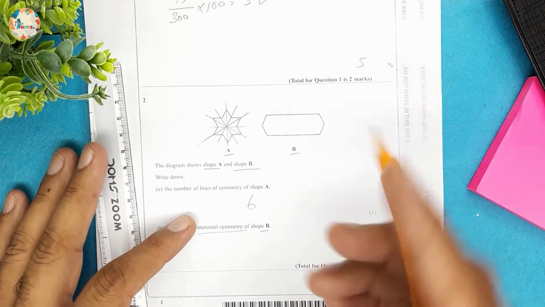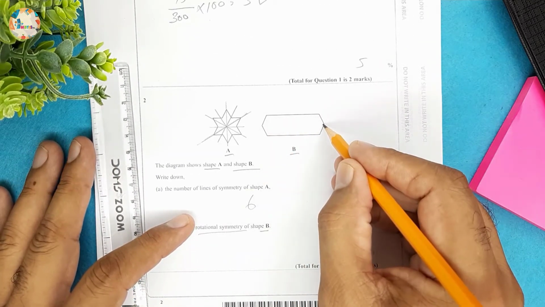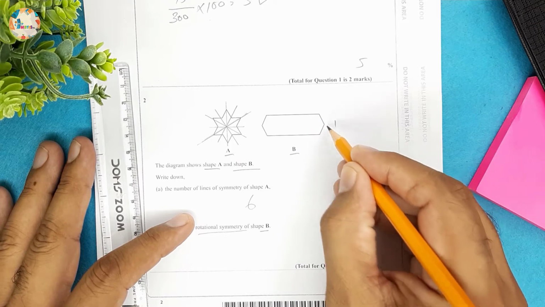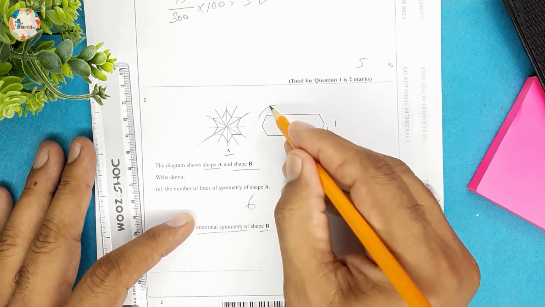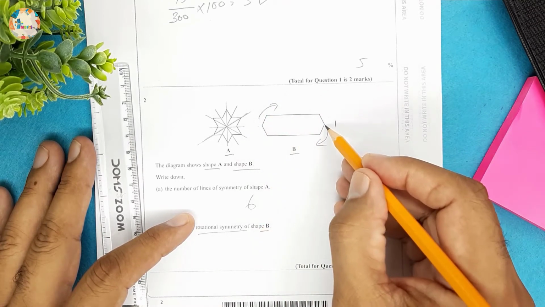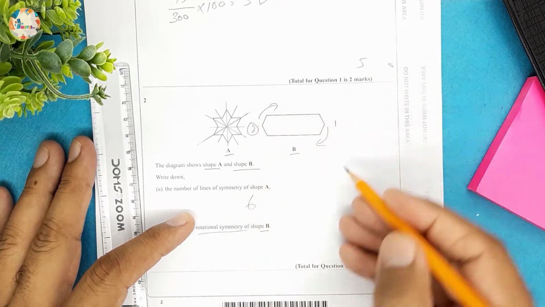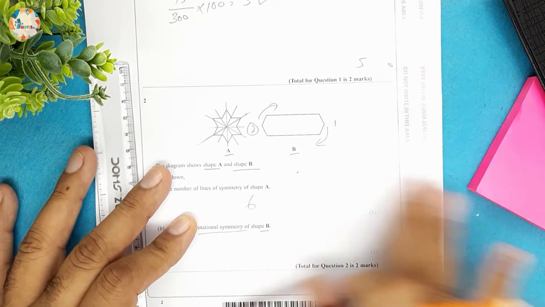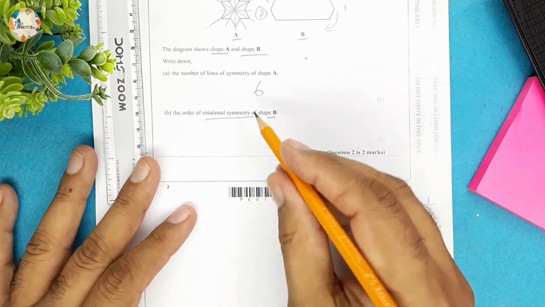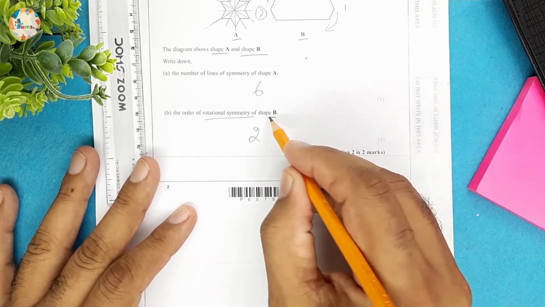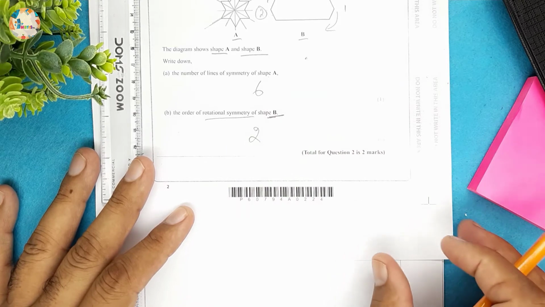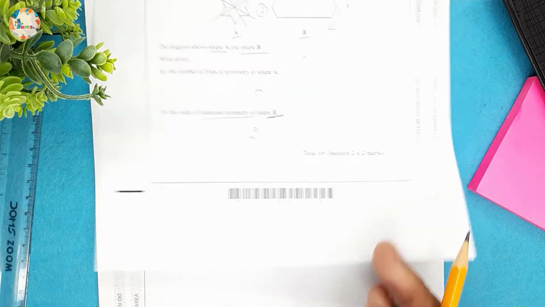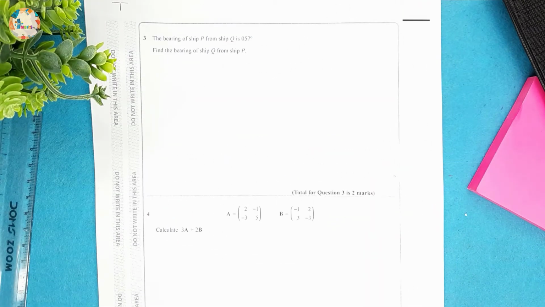Shape B will have this rotation: if we rotate like this, this side will reach over here, so this will be the second position. So there are basically two rotational positions, so shape B has rotational symmetry of order 2. This is done. Now question number 3.